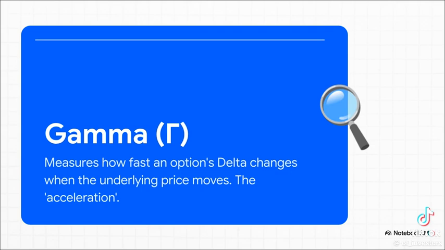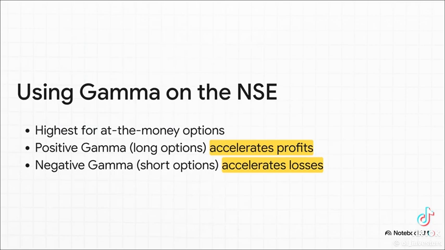Next up, we've got gamma. Now, if delta is the speed of your option, then gamma is its acceleration. It tells you how fast your delta is going to change as the price of the underlying asset moves. This is super important for understanding how quickly your risk profile can change. And here's the deal with gamma. When you buy an option, you have positive gamma. This is your friend. It means that as the market moves in your favor, your profits literally accelerate. But if you sell an option, you've got negative gamma. And this is dangerous. It means if the market moves against you, your losses can accelerate fast. You've got to watch this one.